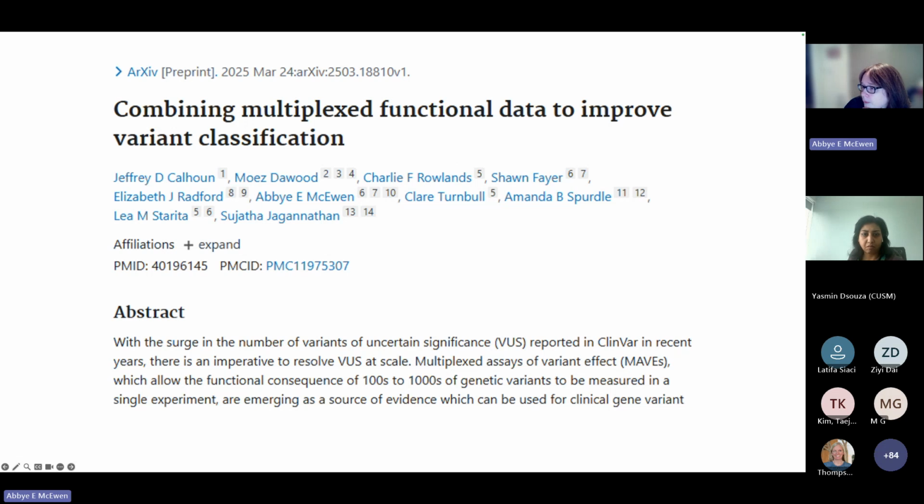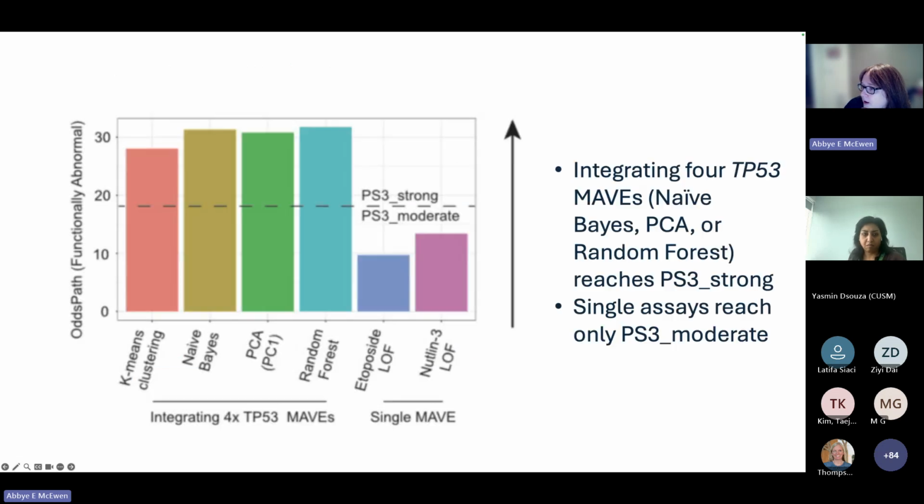If you want a little bit more information about combining multiplexed assays, we do have a preprint that you can refer to. This preprint goes into more complicated ways of combining assay data, such as using different kinds of clustering algorithms. Basically, they showed that when you used an individual MAVE, you could only reach moderate evidence, but when you combined all four together, you could reach strong evidence.